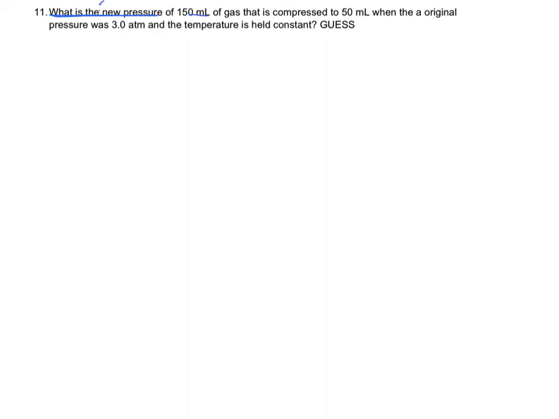We've got 150 mL of gas. It says compressed to 50 mL, and the original pressure was 3 atmospheres, and we're holding temperature constant, so that means temperature doesn't matter. Okay, so let's get our givens down. We know that we've got 150 milliliters of gas that's compressed to 50 milliliters.